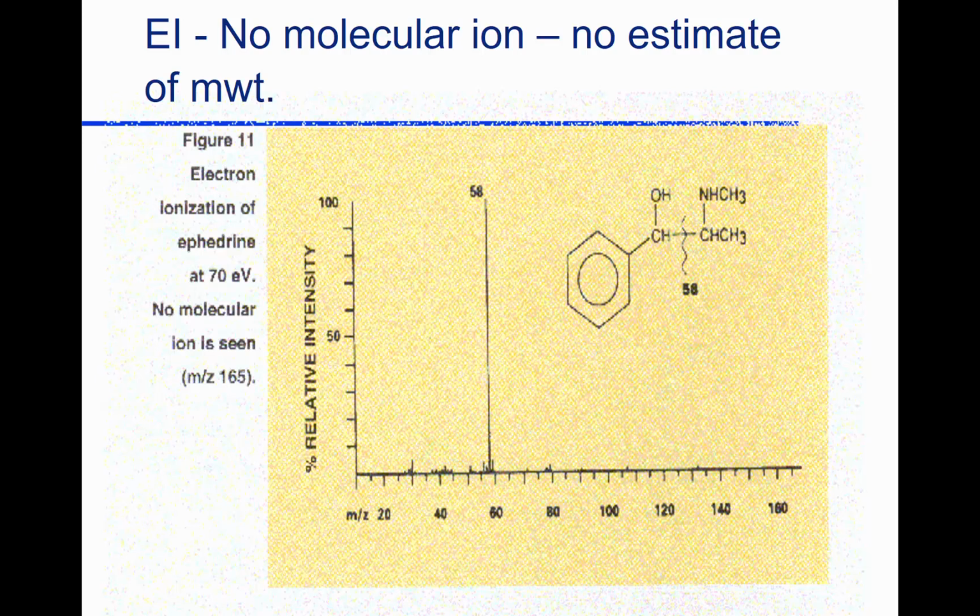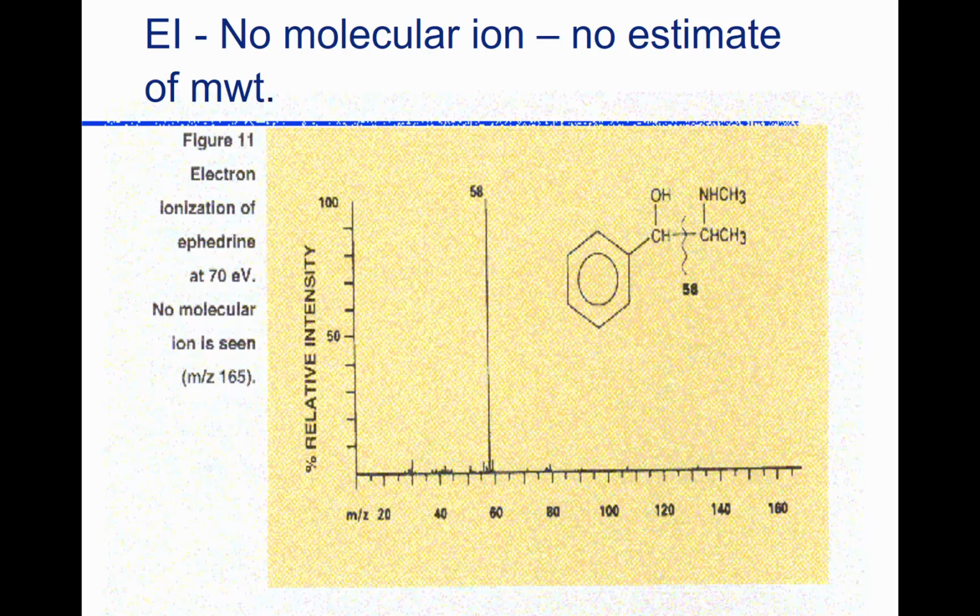No molecular weight, no estimate of molecular weight. Here's a compound, ephedrine. If we looked at that ephedrine, I said these molecules can be very unstable, the parent molecule. So ephedrine, if we would look at it, what does it give us? It gives us a really, really simple spectrum. Its mass is 165. That whole molecule is 165.